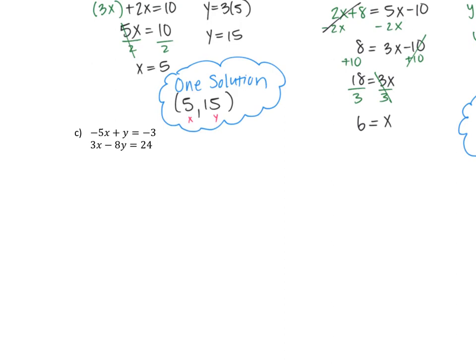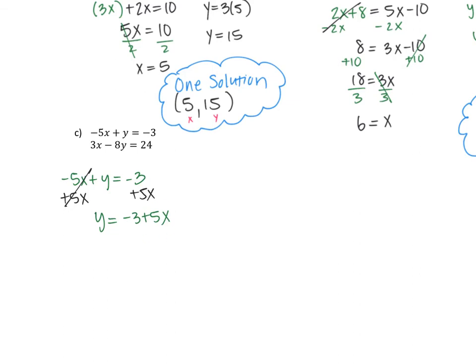So what I'm going to do here is grab the first equation, the top equation, negative 5x plus y. And I'm going to try to get y by itself. So that means I need to add 5x to both sides. So that cancels. Y is equal to negative 3 plus 5x. They do not combine, so I just bring it down. And so now I have y by itself.